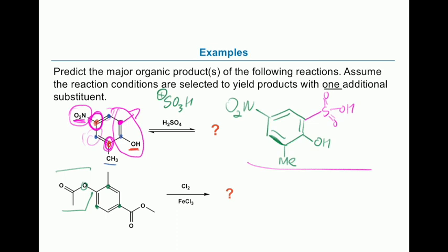Well, no. This methyl is what? Methyl is an ortho-para director, right? There, and there. What about the last one? It's a carbonyl at that center. It's a meta director here and here. What wins?